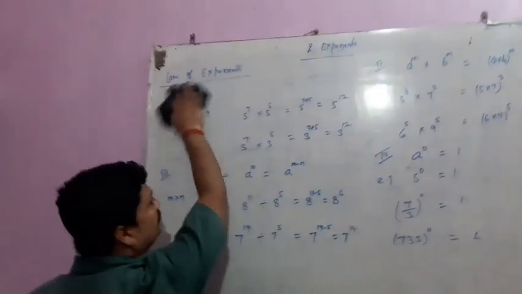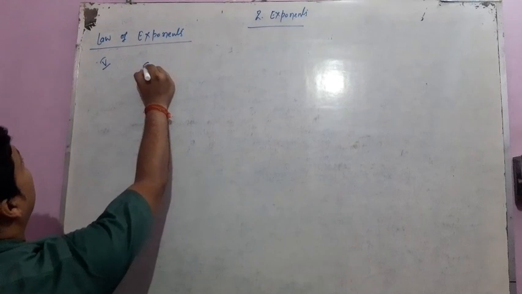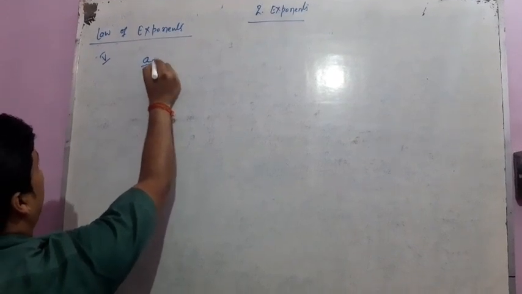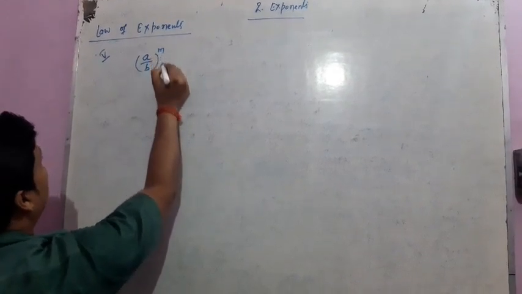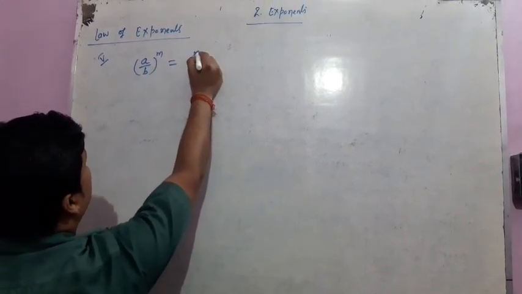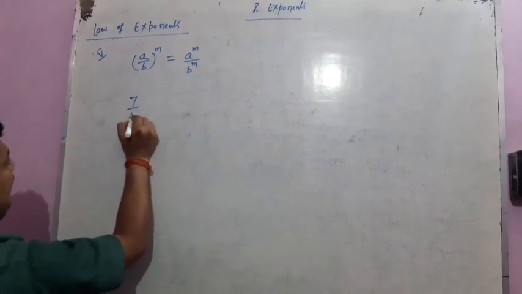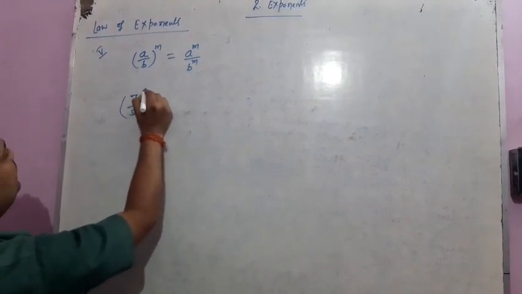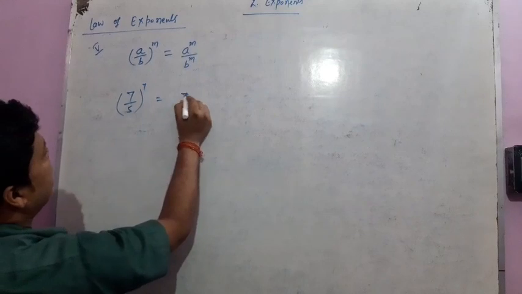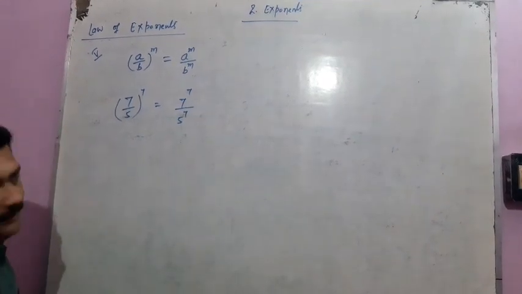In law number 5 of exponents, if there is a fraction and the power is on the whole, that means that power belongs to both its numerator as well as its denominator. Suppose 7 by 5 and the whole power is 7, that means 7 to the power 7 and 5 to the power 7 also.